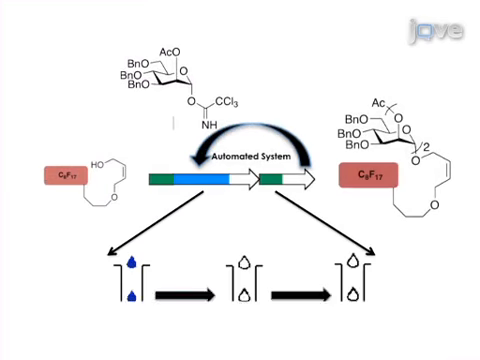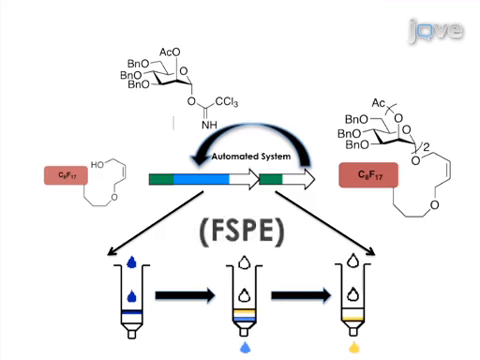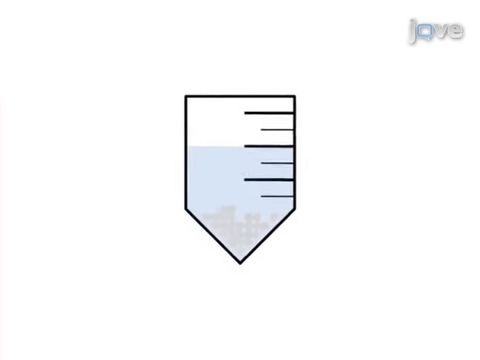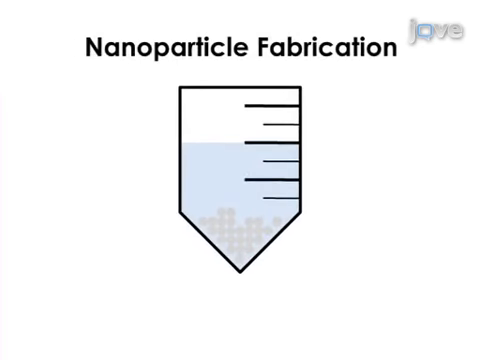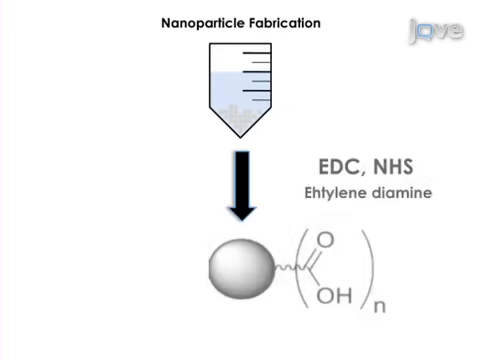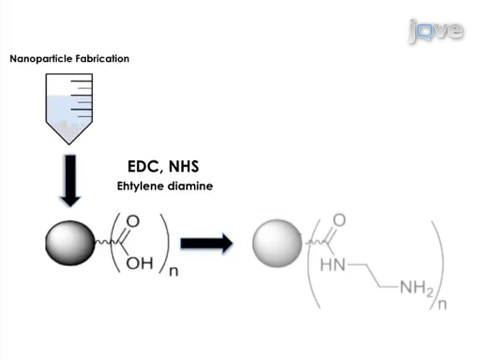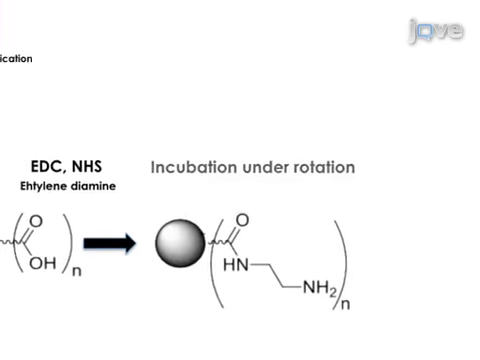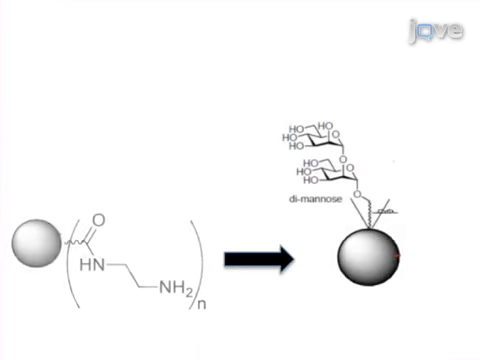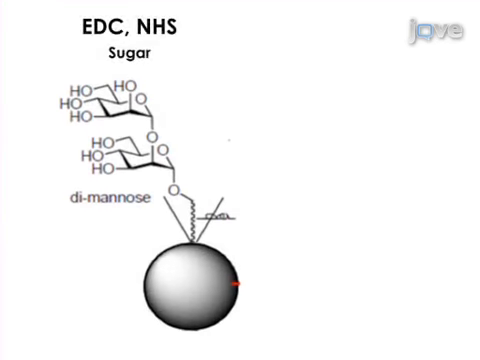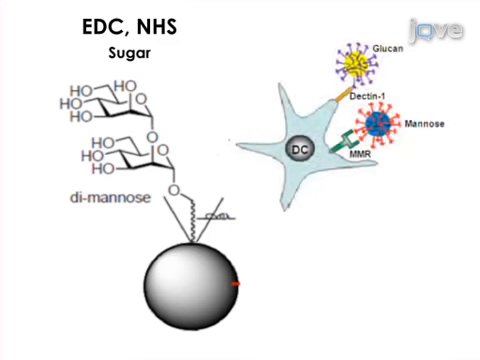Next, the oligosaccharide intermediates are purified by fluorous solid phase extraction, or FSPE. The produced carbohydrate molecules are characterized by NMR, and then they are attached to the polyanhydride nanoparticles by carbodiimide conjugation. Finally, carbohydrate functionalized nanoparticles are characterized by X-ray photoelectron spectroscopy and a high-throughput phenol sulfuric acid assay.